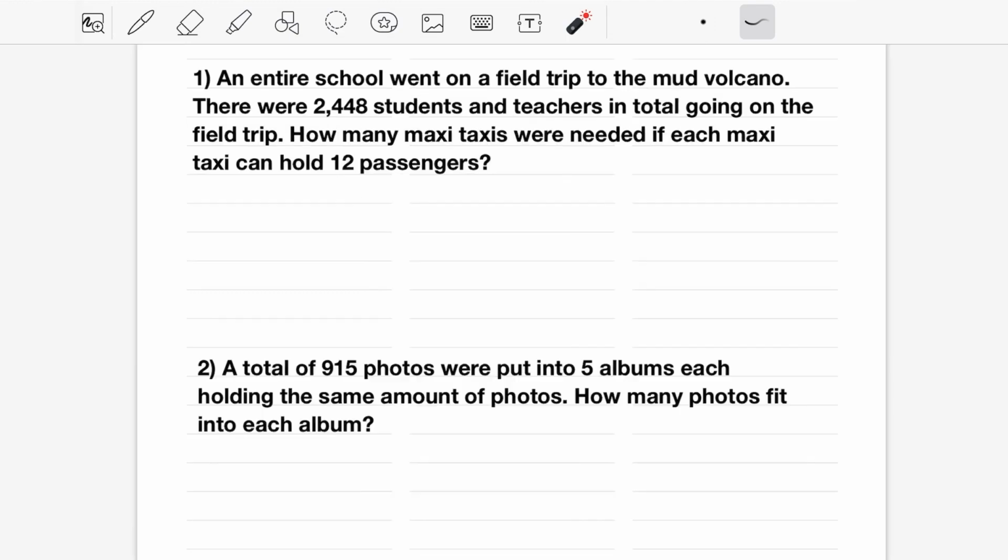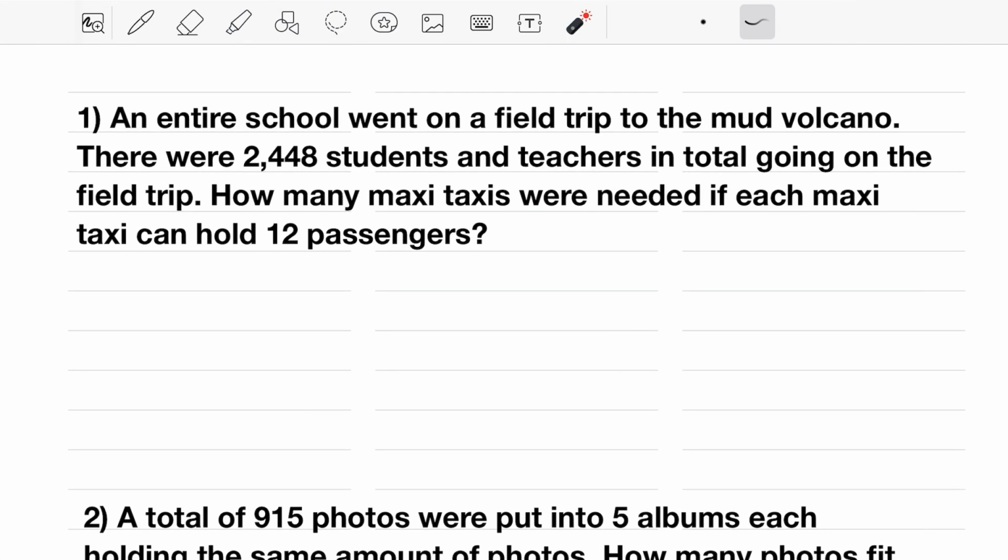I will demonstrate number 1. An entire school went on a field trip to the mud volcano. There were 2,448 students and teachers in total going on the field trip. How many maxi taxis were needed if each maxi taxi can hold 12 passengers? So we must divide the total by 12.